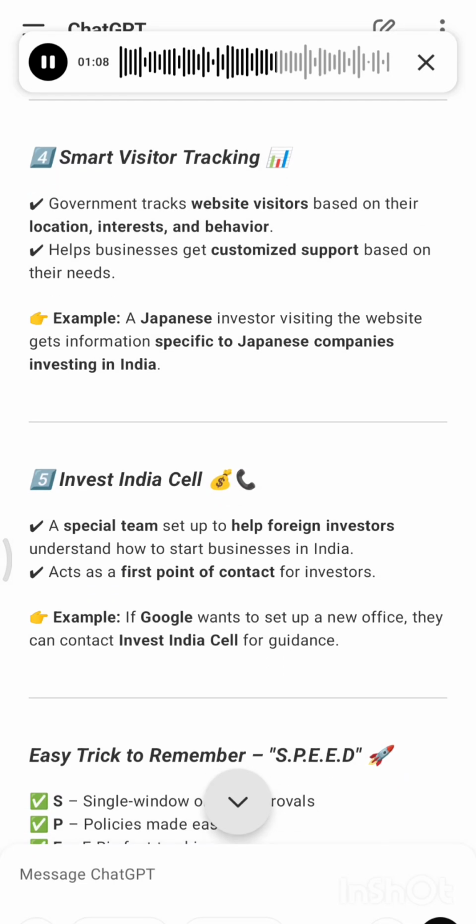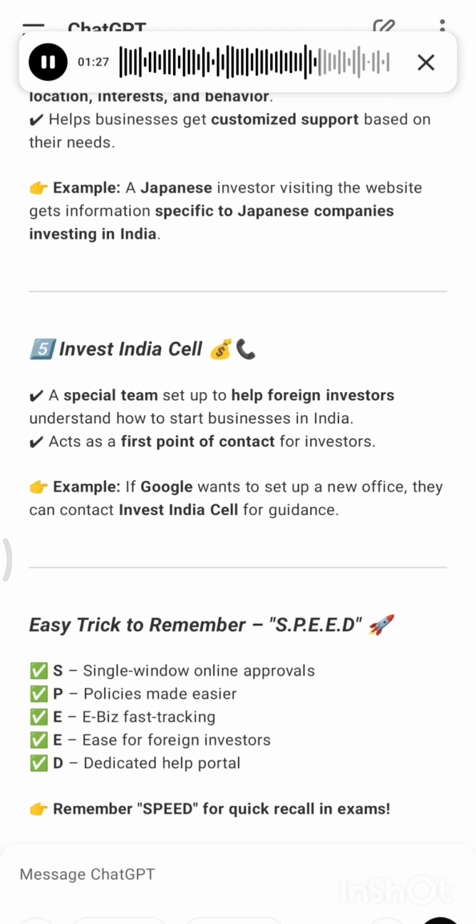Smart visitor tracking. Government tracks website visitors based on their location, interests, and behavior. Helps businesses get customized support based on their needs. Example, a Japanese investor visiting the website gets information specific to Japanese companies investing in India.